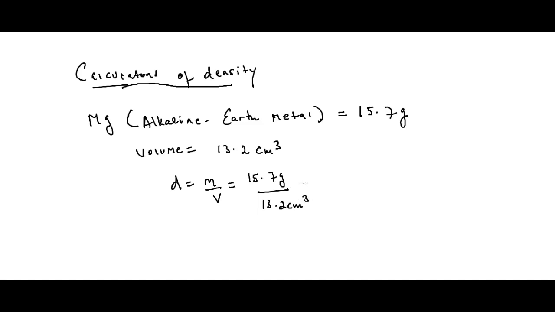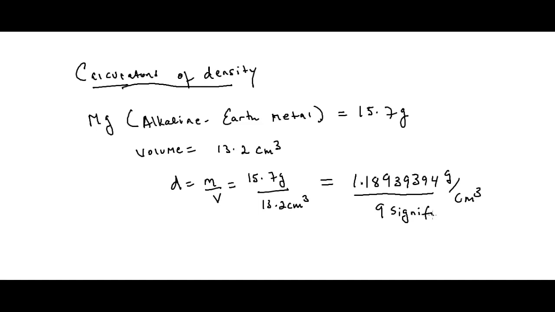So when we do the calculation of 15.7 divided by 13.2, my calculator display shows me about 1.18939 gram per cubic centimeter. Do you know how many significant figures you have, by the way? There's a point here. 1, 2, 3, 4, 5, 6, 7, 8, 9 significant figures. There are 9 significant figures.